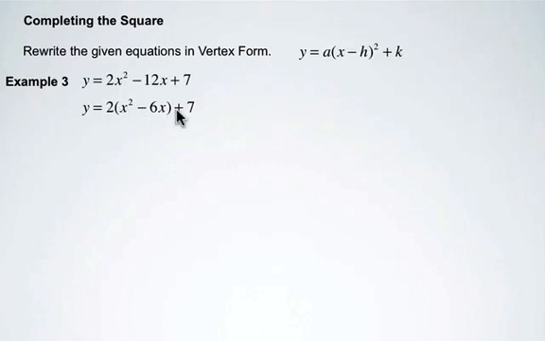Notice we have not done anything to change the value of this equation. All we've done is factored. Working with x squared minus 6x, we'll try to find the corresponding trinomial that's a perfect square. It's this: x squared minus 6x plus 9. We know it's plus 9 because 6 divided by 2 is 3, and 3 squared is 9. And this can be factored into x minus 3 squared.